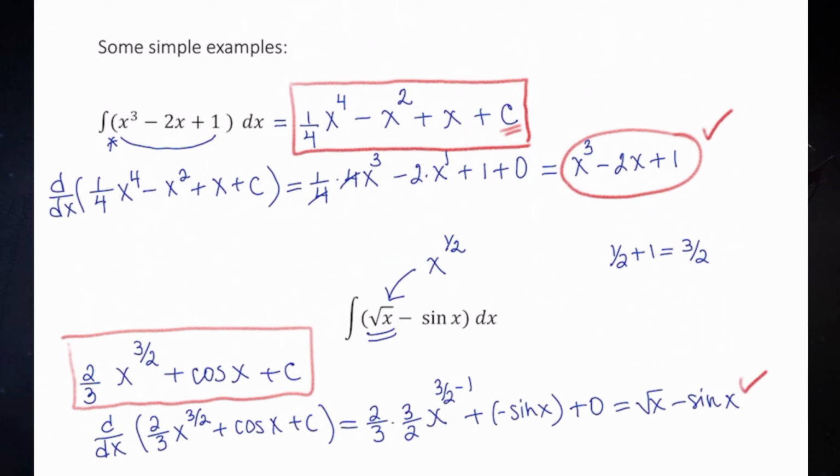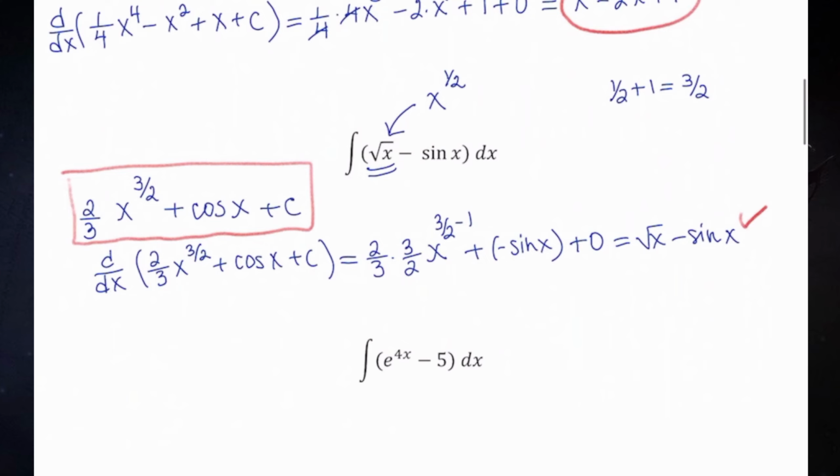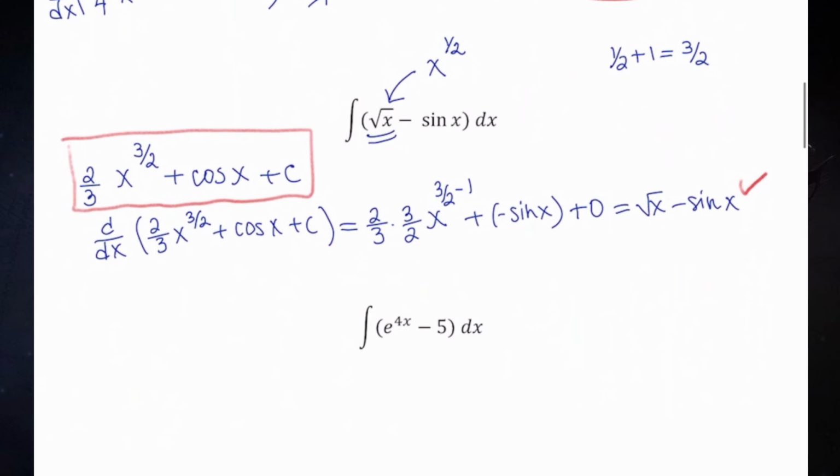Okay, let's do one more example that's fairly straightforward. We have an integral of e to the 4x minus 5. Okay, so we know how to differentiate exponential functions with base e. Okay, let's see. If I were to just differentiate e to the 4x, I would get 4 times e to the 4x. I don't have 4 here. I have just 1. So that means we need to divide by 4.